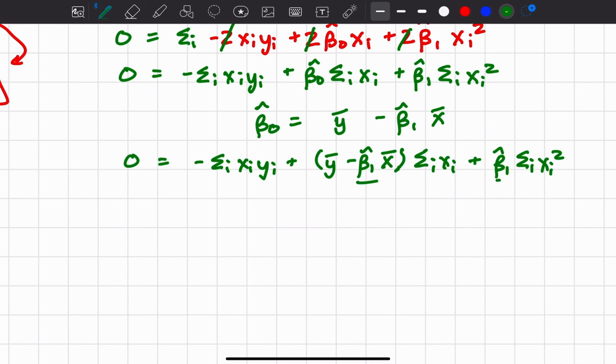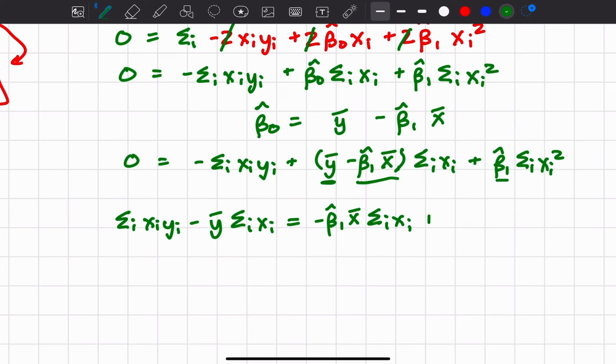Let's just work on isolating beta 1 hat, bringing everything else over to the other side. So we'll have sum over i of xi yi. Then I'm going to bring this term over there, so minus y bar sum over i of xi. Now we'll have this term, negative beta 1 hat x bar, sum over i of xi, plus beta 1 hat sum over i of xi squared. Oh, I'm so sorry.